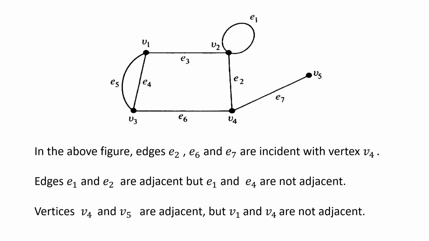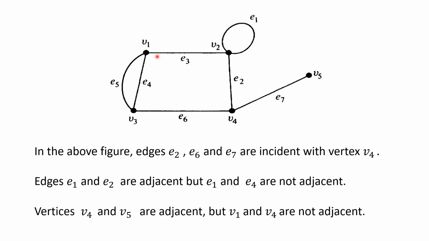Consider this graph. Here the edges E2, E3 and E1 are incident on vertex V2. Similarly, edges E2, E6, E7 are incident on V4. So this V4 is a common vertex for E2, E6 and E7, so these three edges are adjacent. Similarly, E1, E2, E3 have a common vertex, vertex V2, so E1, E3 and E2 are adjacent edges.